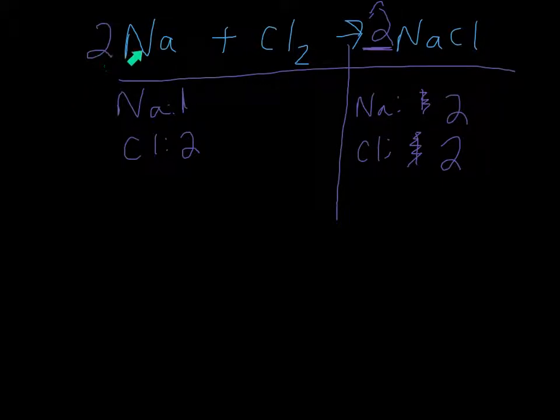It just is 2 Nas. It doesn't impact any other element or mess anything else up. So now we have 2 Nas on both sides, the 2 and the 2, and we have 2 Cl's on both sides, 2 here and 2 there, and it's balanced. So what we were really trying to do is get the ratio of this reaction. So it's a 2 Na plus 1 Cl2 equals 2 sodium chlorides. So if you wanted to make 2 atoms of sodium chloride, you would need 2 atoms of sodium and 1 atom of chlorine gas.